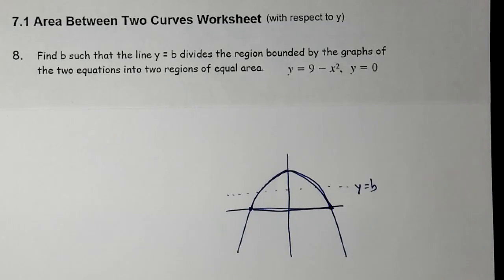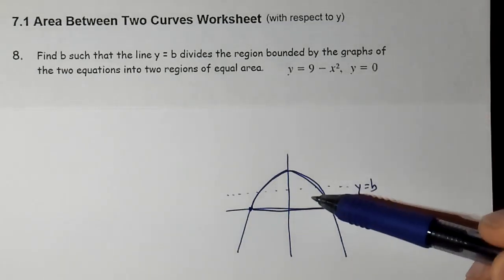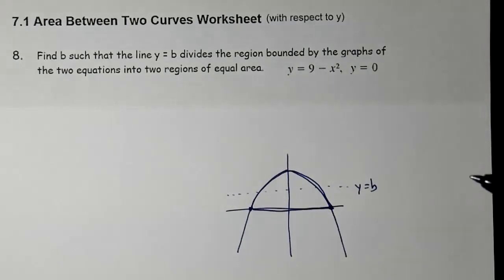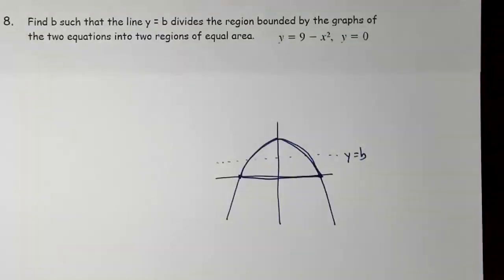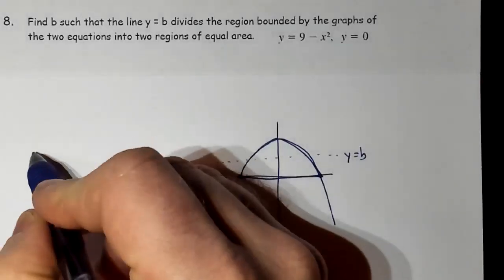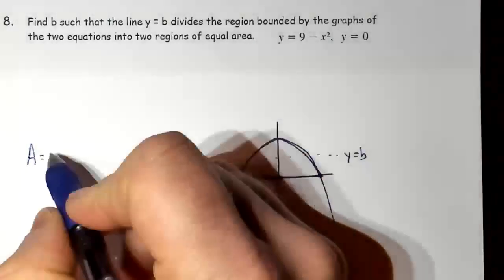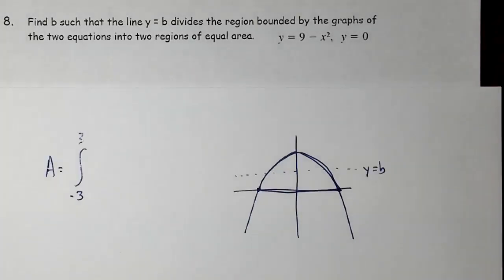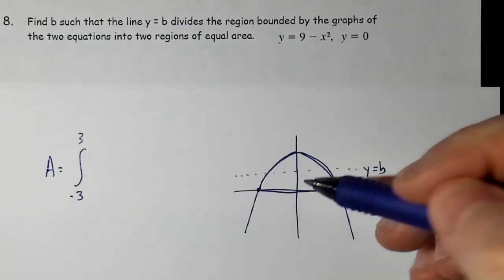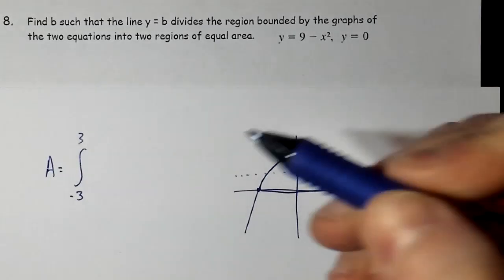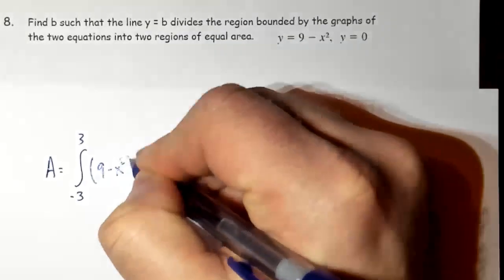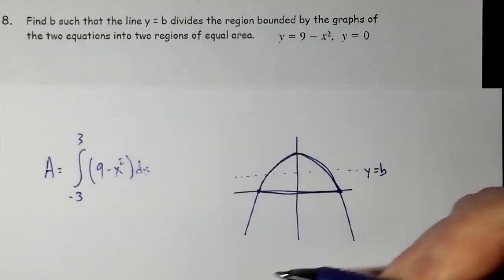Okay. So the first thing we got to do is find the area of 9 minus x squared from -3 to 3. So let's find that first. All right, so we're going to say area equals the integral from -3 to 3. And honestly, you could say from 0 to 3 and just double it, because obviously it's going to be symmetrical. But we're looking at 9 minus x squared dx.